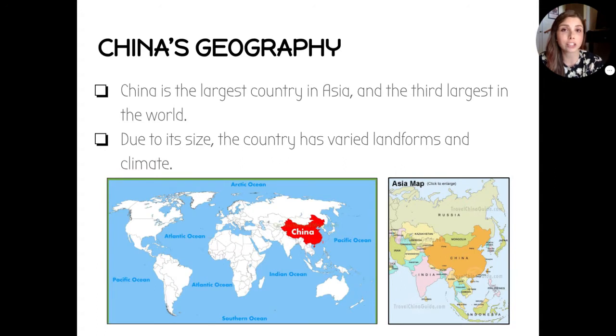Let's start with China's geography. China is the largest country in Asia and the third largest in the world, and due to its size, this country has varied landforms and climate. On the world map down below, you can see in red where China is located on the continent of Asia, and I included another map on the right that shows a zoomed in close-up of the continent of Asia and where China is located and the countries that surround it today.